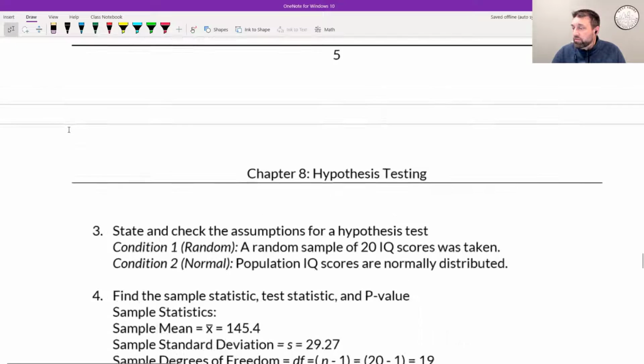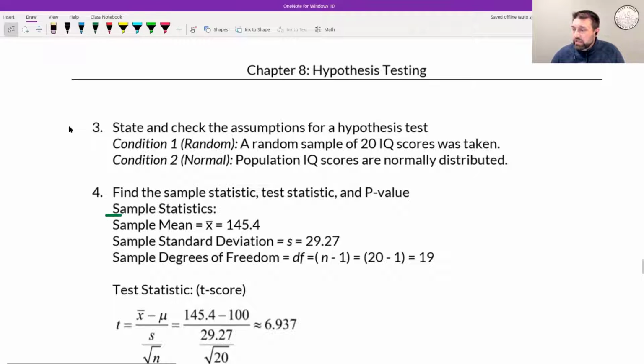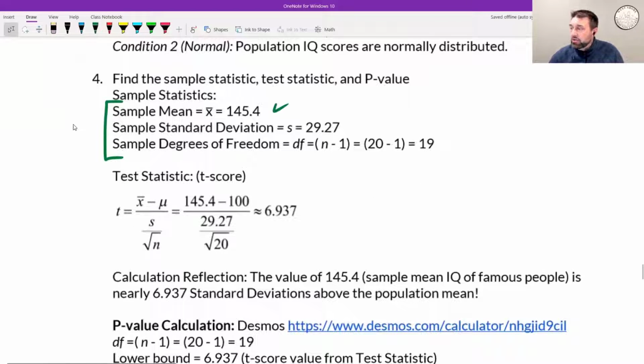And so here's all of our information. Here is the information from our sample. So here's the mean, here's the standard deviation, here's the degrees of freedom. We crank it in and we get 6.937 as our t-score, as our t-value, the number of standard deviations above the mean our target value is.